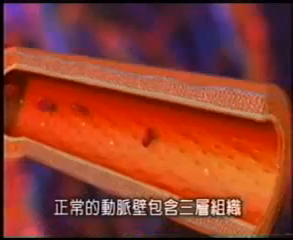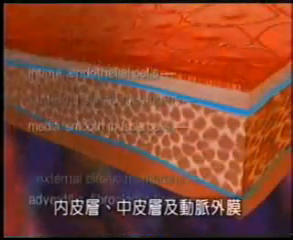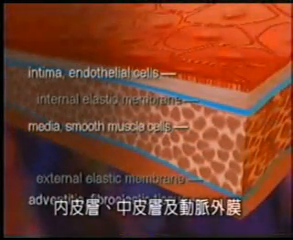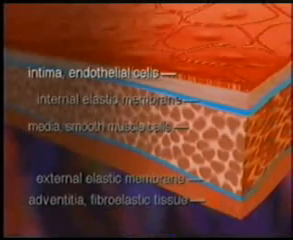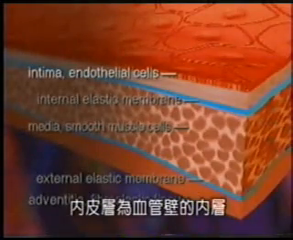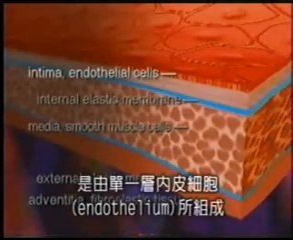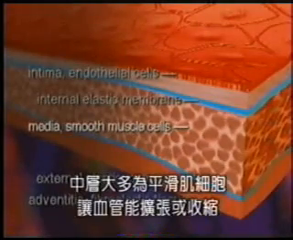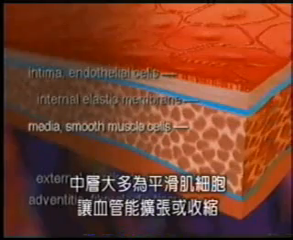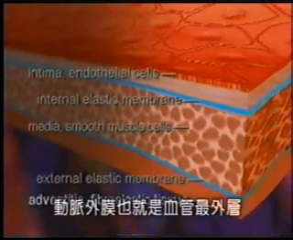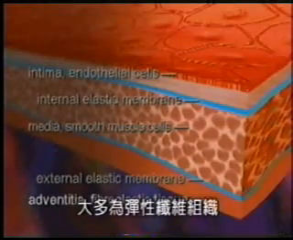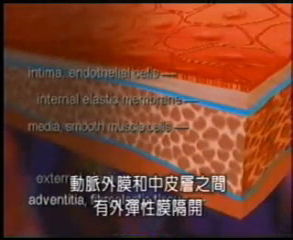The normal artery wall is composed of three layers: the intima, the media, and the adventitia. The intima, or inner layer, is composed of a single layer of cells called the endothelium. The media contains mostly smooth muscle cells that enable the vessel to dilate or constrict. The adventitia, or outermost layer, is composed mostly of fibroelastic tissue. The adventitia is separated from the media by the external elastic membrane.